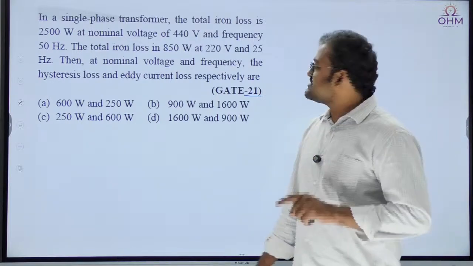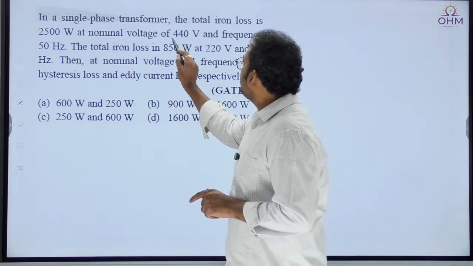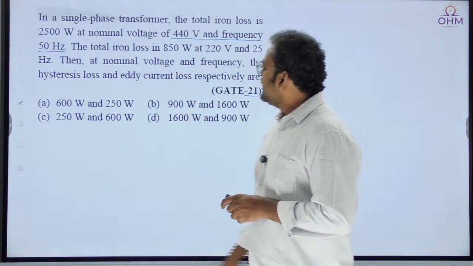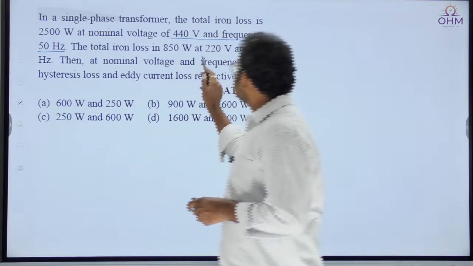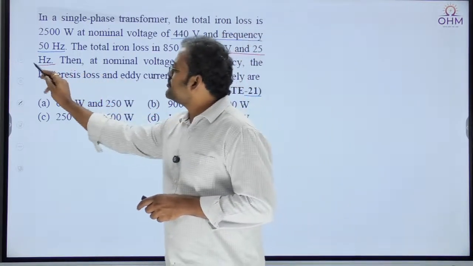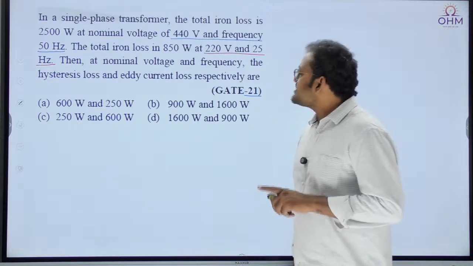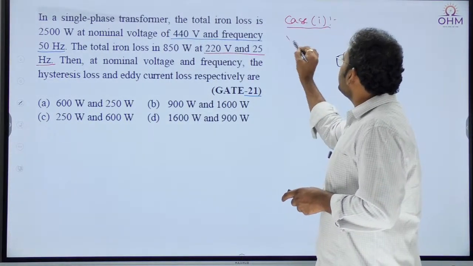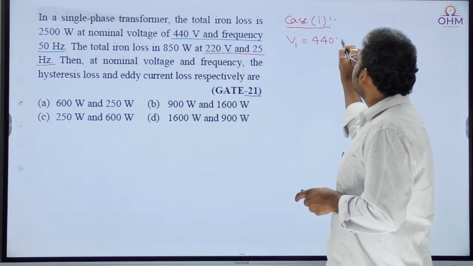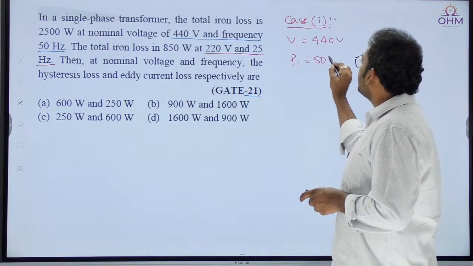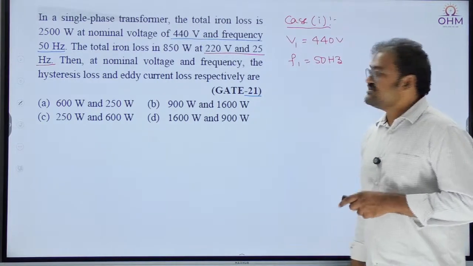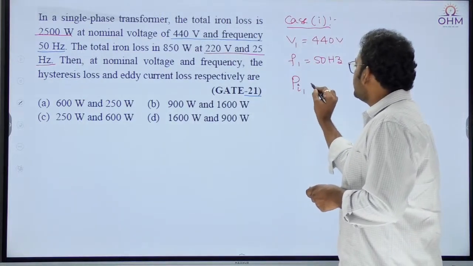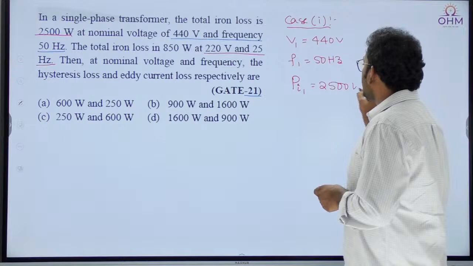First of all, there are two cases in the problem. In the first case, voltage was 440 and the frequency was 50 hertz. In the second case, voltage was changed to 220 and frequency was changed to 25 hertz. So two cases I have to note down. In case number 1, voltage was equal to 440 volt, frequency was equal to 50 hertz. And what is the total iron loss in this situation? 2500 watt. The total iron loss in the first case is 2500 watt.